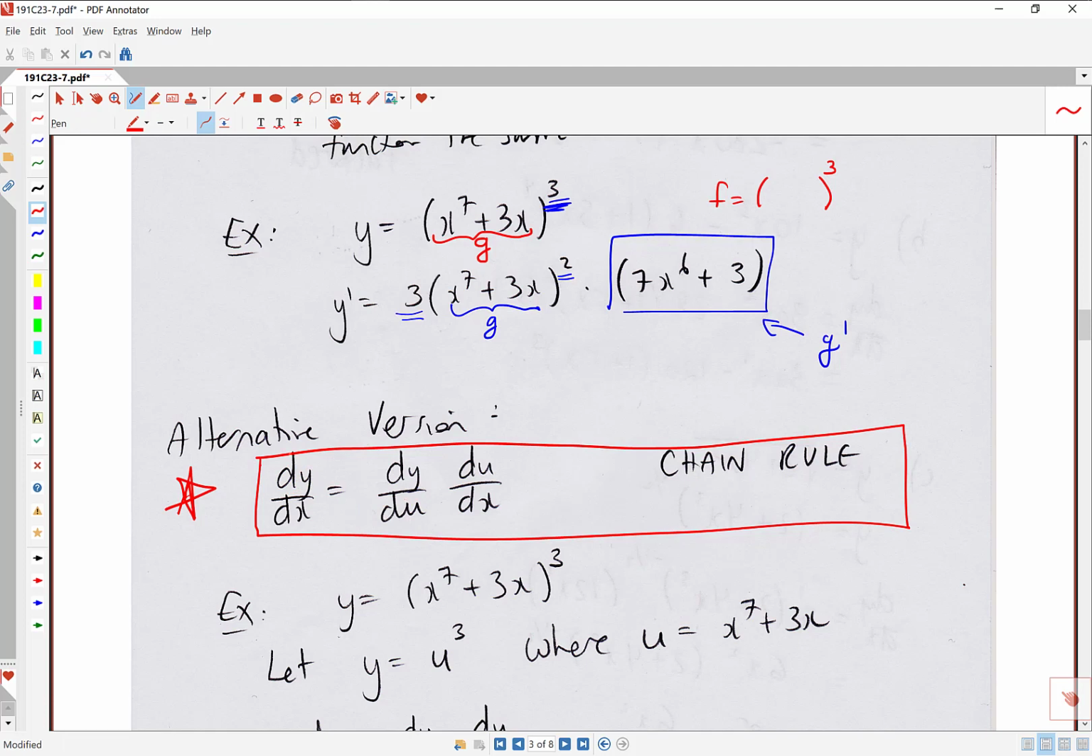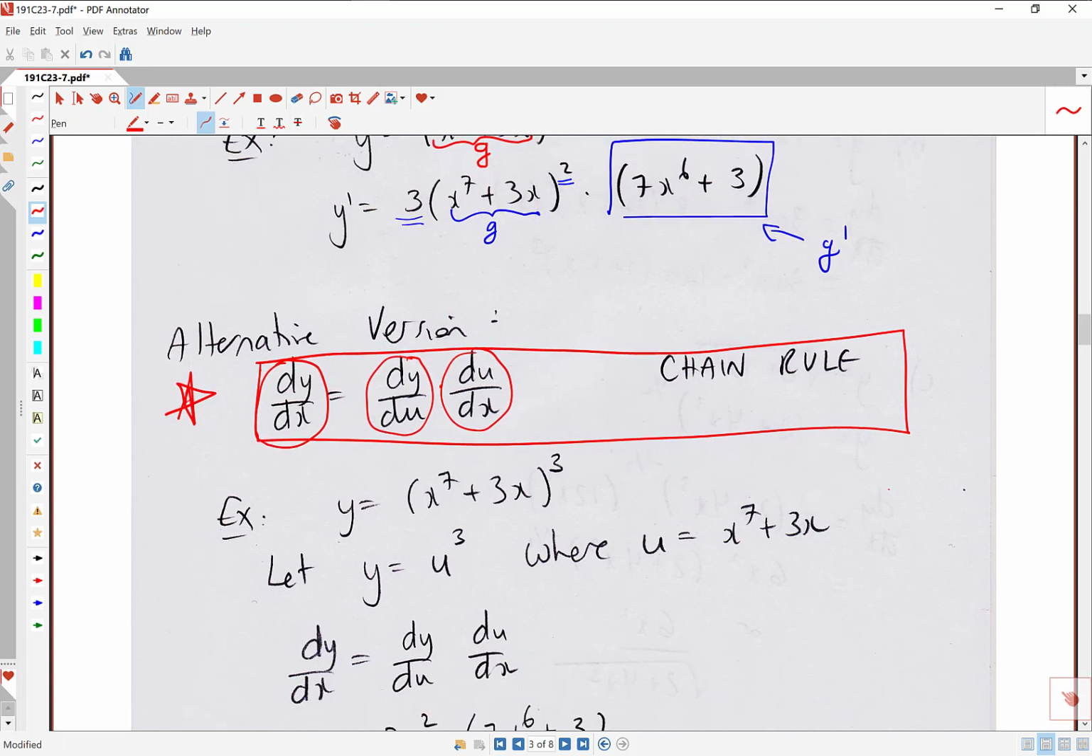But let's think conceptually about what this is saying. This is saying if you want to take the derivative of a function y with respect to x, you can break it down into steps. You can say take the derivative of y with respect to u first, and then multiply by the derivative of u with respect to x. So let's see an example and understand how that really is saying exactly the same thing as we said above.